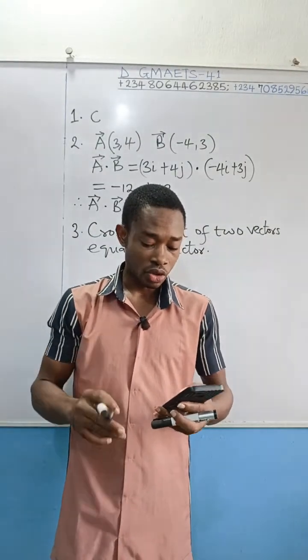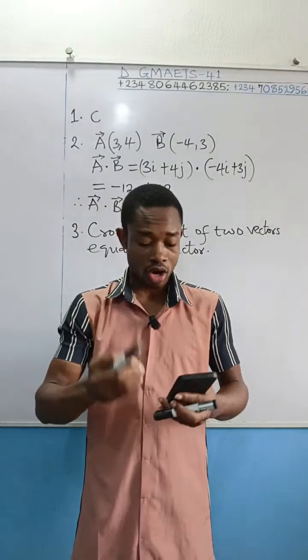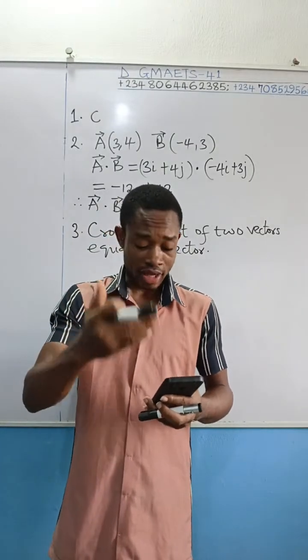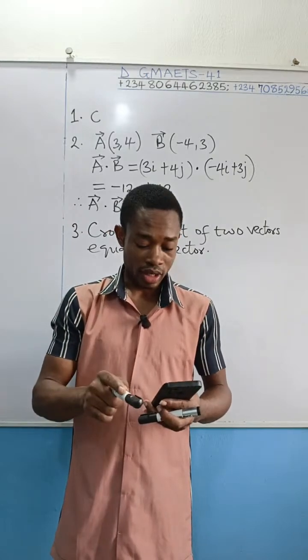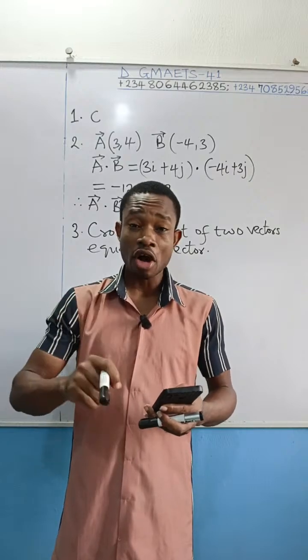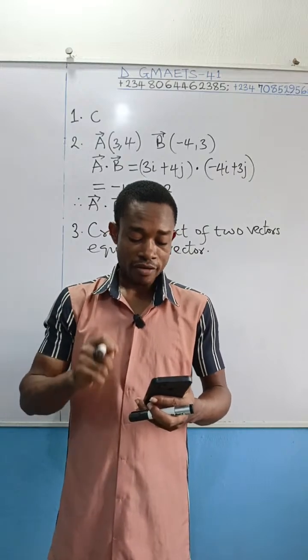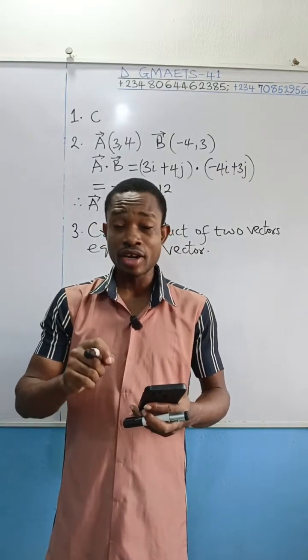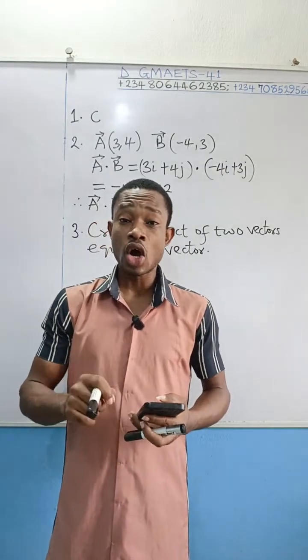Then question number 2: we're given vector A as (3, 4) and vector B as (-4, 3). We are required to find the dot product. Given vector A (3, 4) and vector B (-4, 3), what is the dot product?